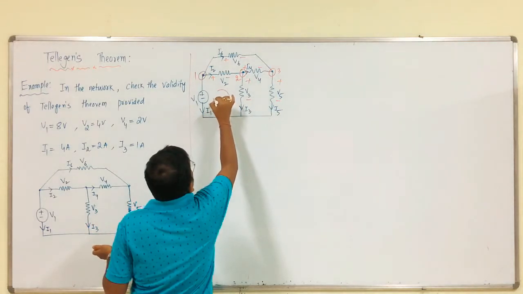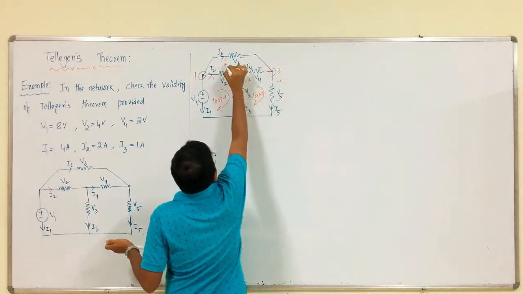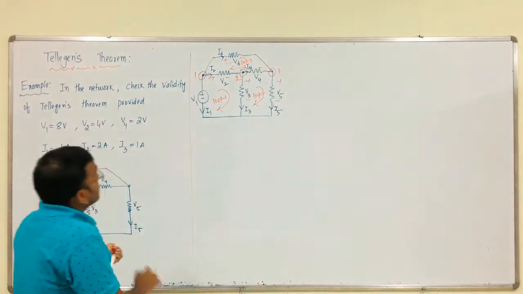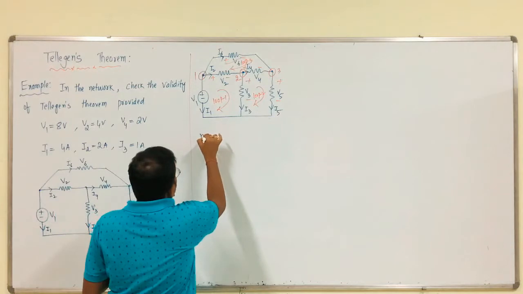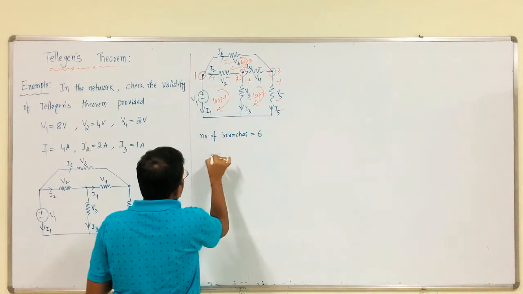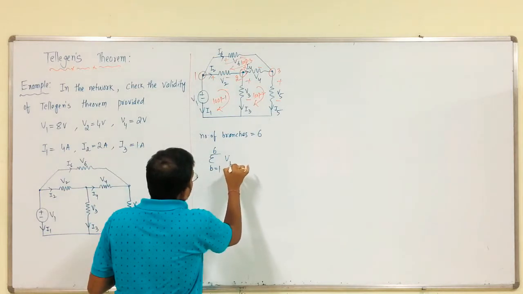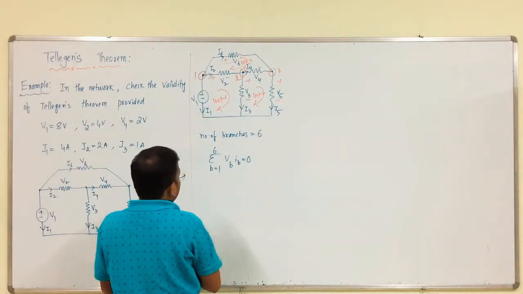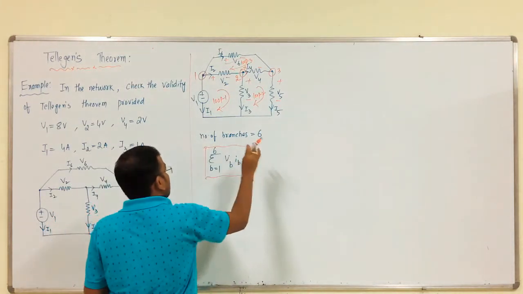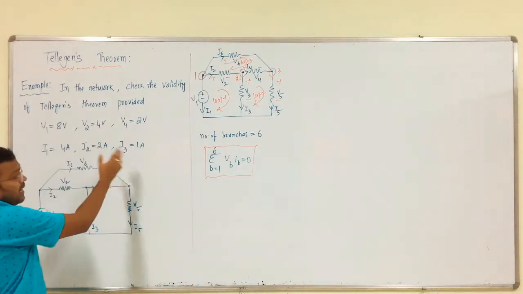This is loop 1, this is loop 2 and this is loop 3, that is it. Number of branches is equal to 6. Therefore, we have to prove the sum of b equals 1 to 6, V_b into I_b is equal to 0. We have 6 branches, we have to prove this. So first we have to calculate the remaining branch voltages and currents.